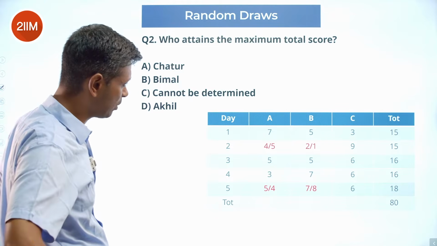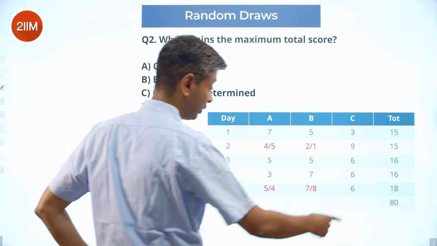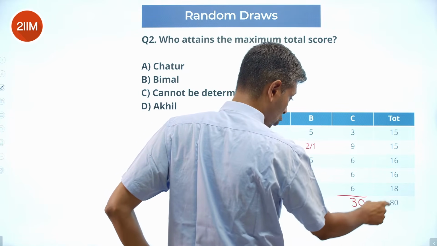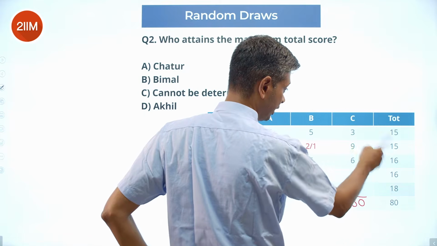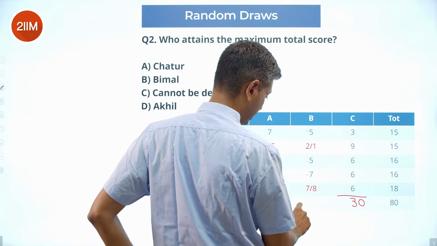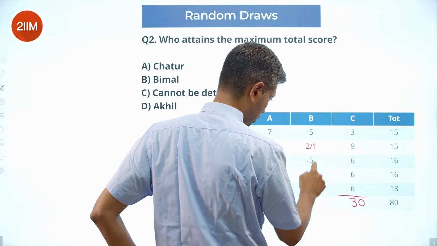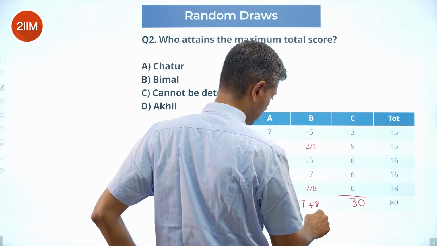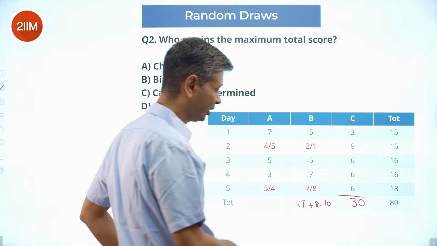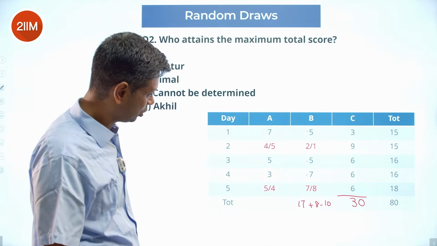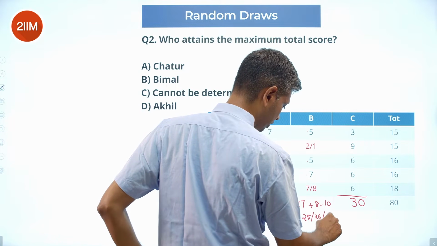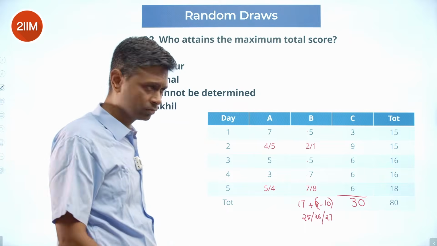Who attains the maximum total score? This is interesting. This we can find. 6 plus 6 plus 6, 18, 27, 30. The overall total is 80, 32, 50, 80. This total, 5 plus 5 plus 7 is 17, plus the minimum is 8, the maximum is 10. It could be 9. 7 plus 2 is 9, 8 plus 1 is 9. 1 plus 7 is 8. So it is 17 plus 8 is 25, 26 or 27. 8 to 10, not 8 minus 10.